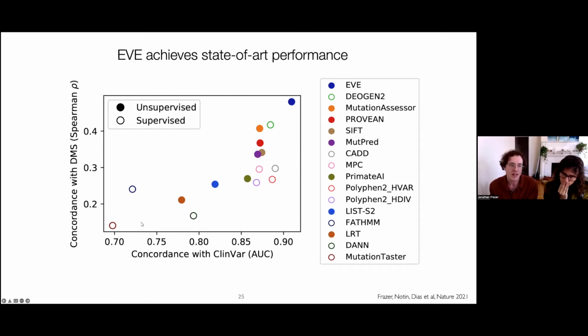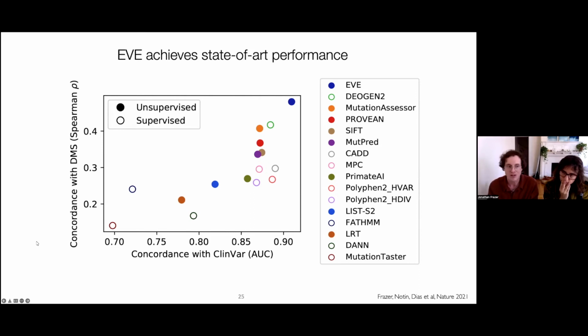Nevertheless, to try and have a second, less circular benchmark, we also looked at concordance with deep mutational scans, as we were describing earlier. And here we restricted to deep mutational scans that were developed specifically to do the same task, so specifically for variant annotation, trying to predict benign versus pathogenic labels. I think that's about 14 deep mutational scans that we have in this set.